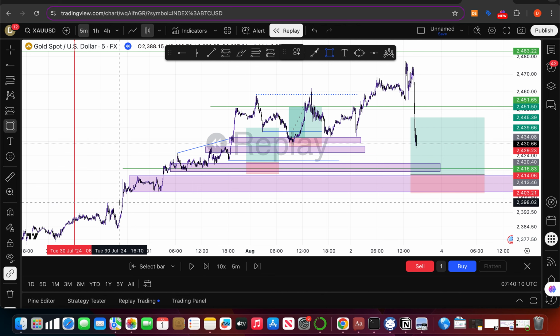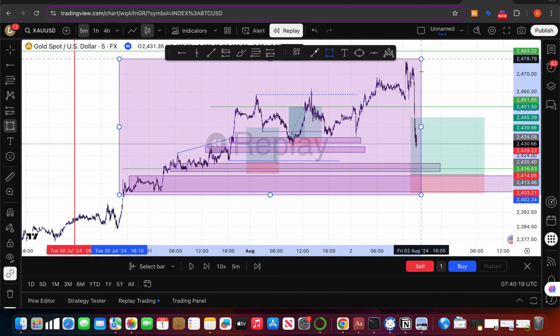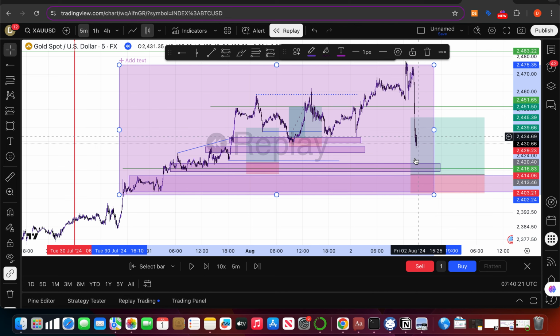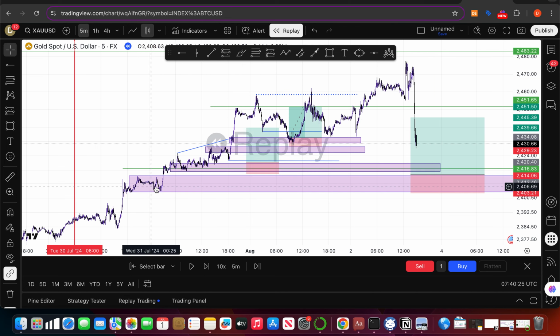Here, this break of structure. But look at the distance between the break of structure and this place. And look, there is nothing here. But look at from this point to this big point. It is like different lengths entirely. If you notice this place, it breaks.